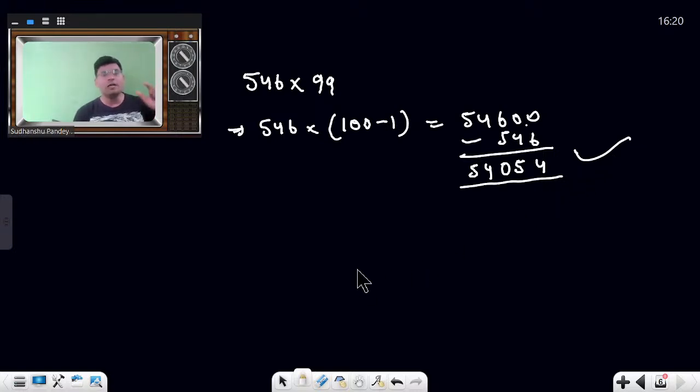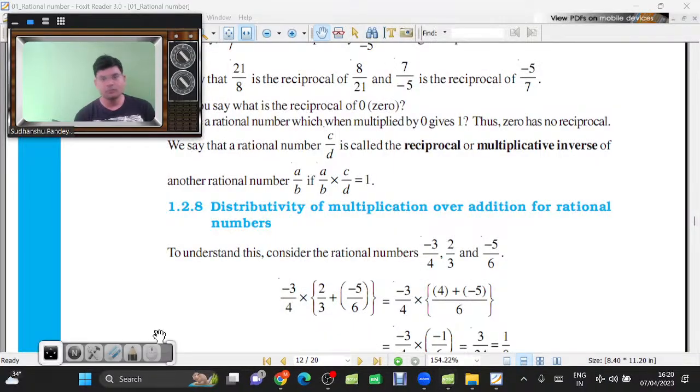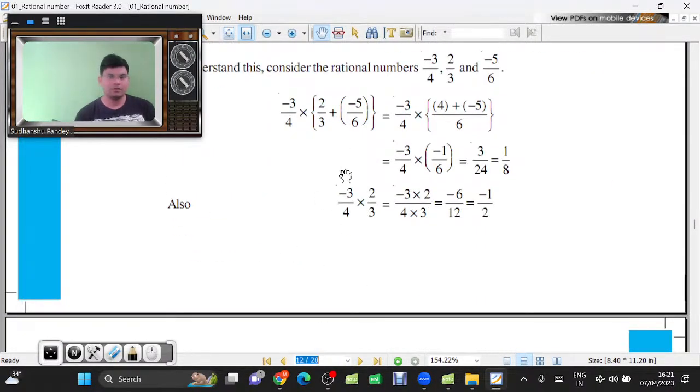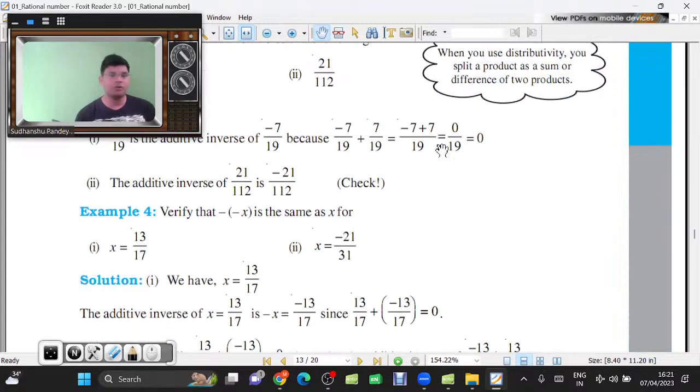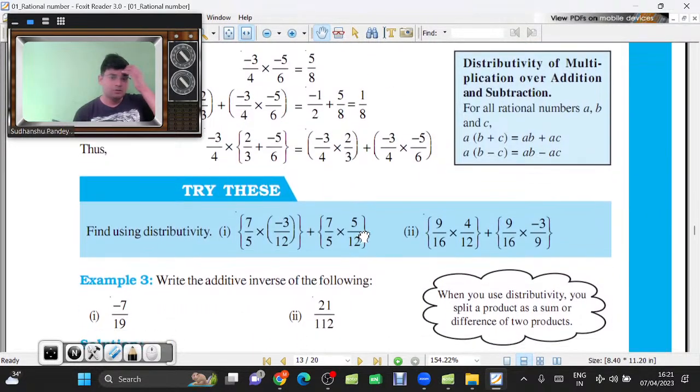So it totally depends on an individual person whether to use the distributive property or do the normal multiplication. It depends totally on you. Sometimes you may find that multiplying a number directly is easier than using the distributive property. But you have to understand where to use, where not to use. Understood? Fine. Any doubt? Anybody having any doubt?